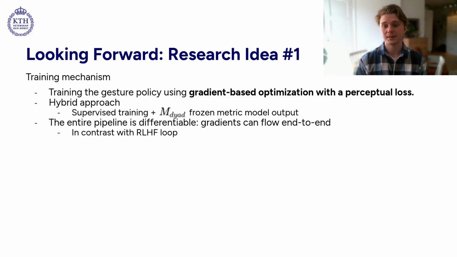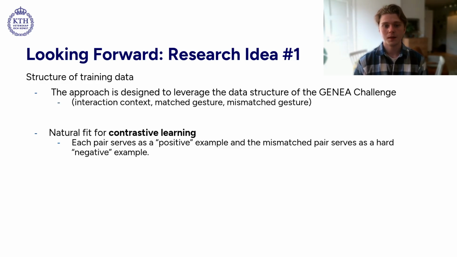loss. So this is a hybrid approach where the generator is trained in a supervised manner, but one of its loss terms is the output of another neural network, which would be the frozen metric model MDyad, which has been trained with contrastive loss. The generator's output is passed through the metric model, and the resulting score is used to compute a loss. Because the entire pipeline is differentiable, gradients can actually flow back from the metric output all the way back to the generator's weights. This is distinct from an RL loop by having this gradient flow from end to end, and is a direct application of backpropagation to a composite function.